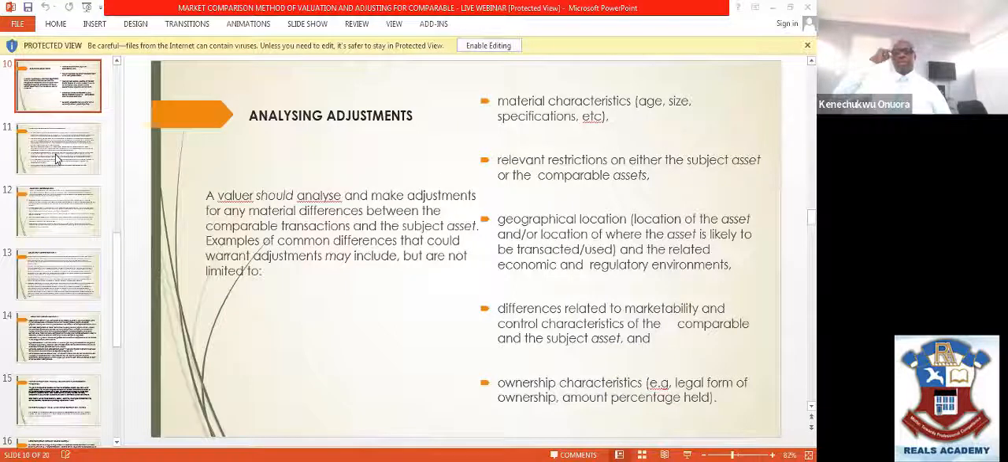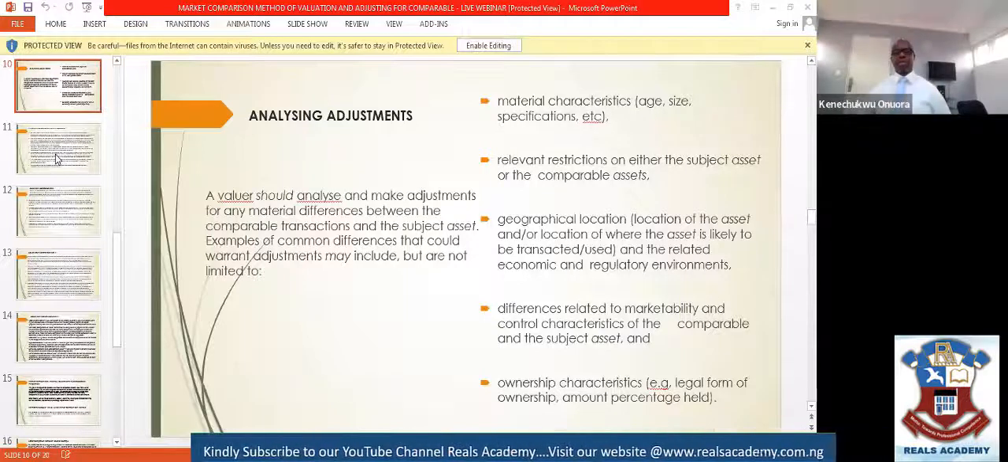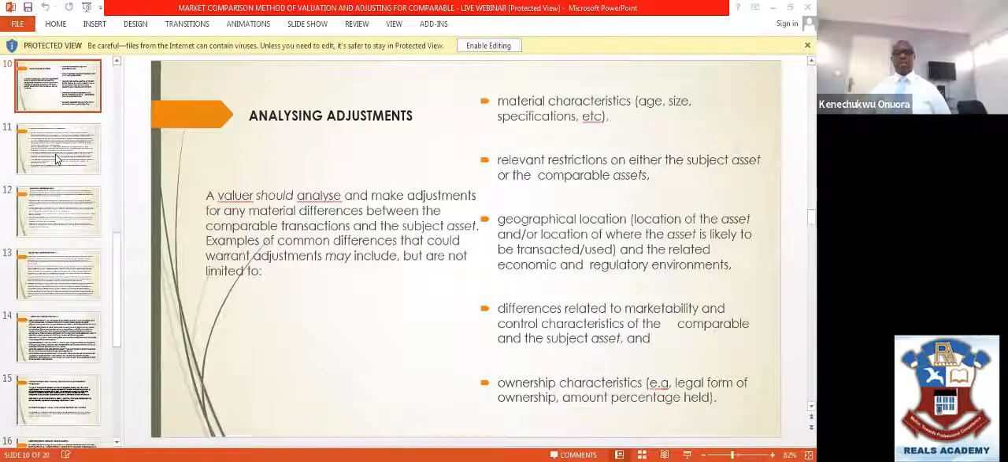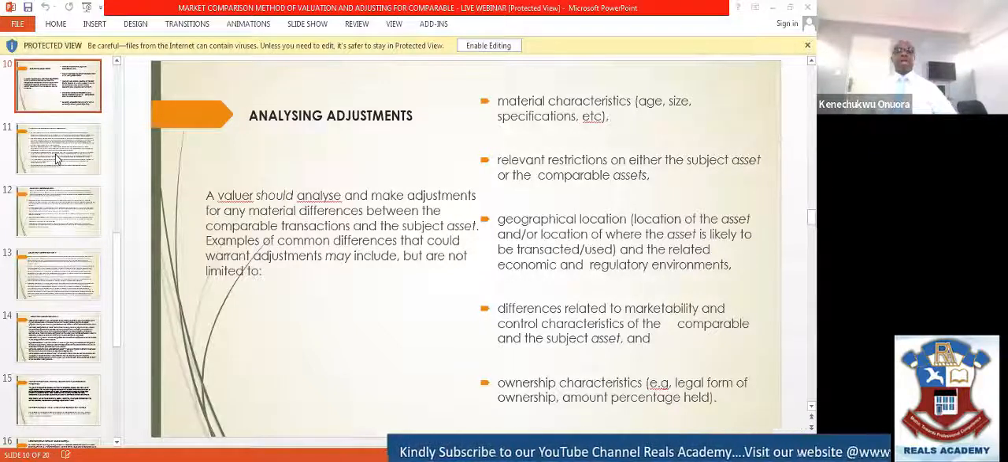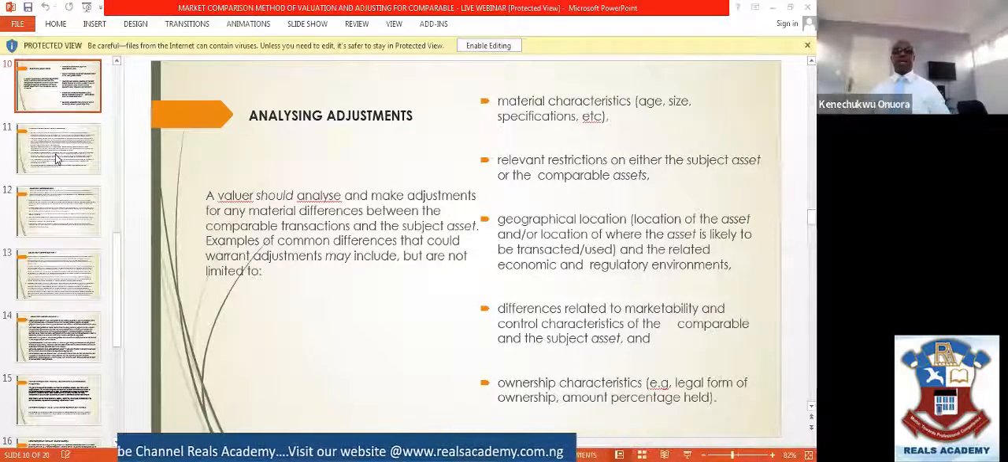Ownership characteristics. Are you analyzing a property that has issues? Is it a family problem? Does it have family issues? Are you analyzing a property that you will not be allowed to sell when you want to sell? Are you analyzing a property whose ownership is in court, is being contested in court? So these are all the analyzing adjustments that we need to have in our mind and note.